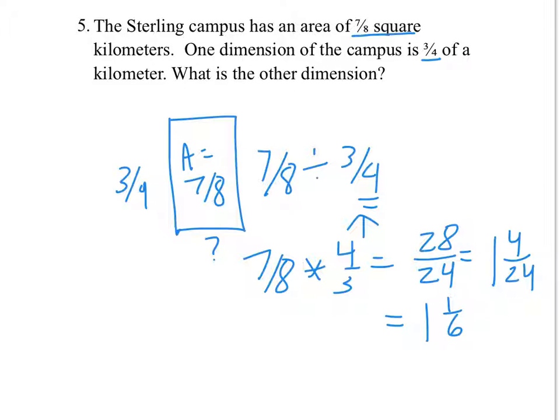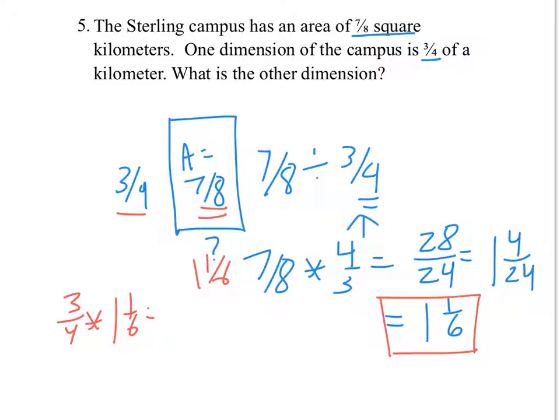Okay? So it's always good to check our answer. So we think that this is the answer, 1 and 1/6. Well, let's multiply. So 3/4 times 1 and 1/6 should equal 7/8. So let's try it. Let's make 1 and 1/6 into an improper fraction. So that'll be 7/6. 3/4 times 7/6 equals 21/24. 21/24 is equivalent to 7/8. So it looks like we're okay.